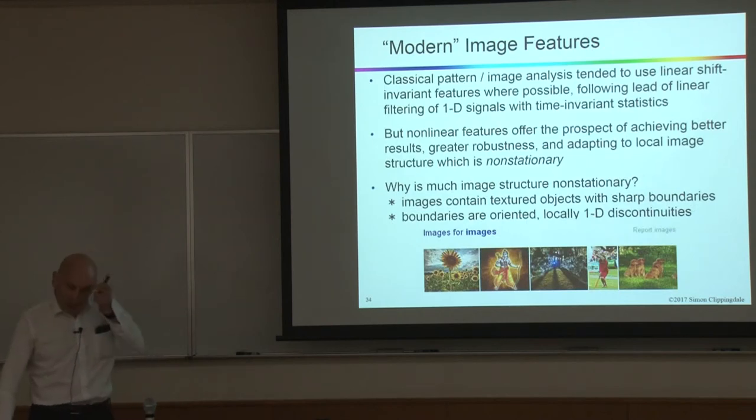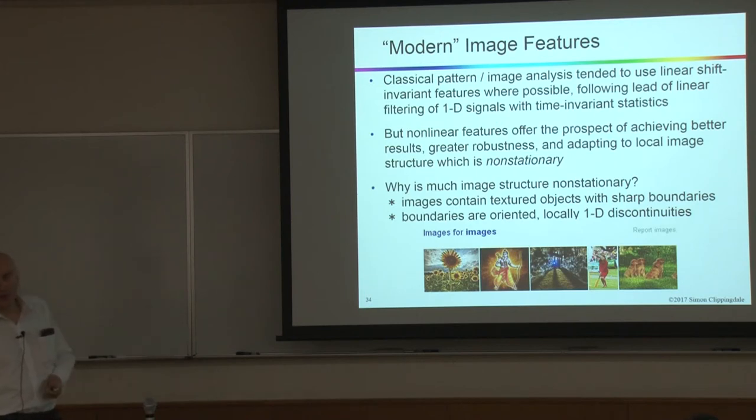Okay, a little talk about modern image features. Classical analysis has tended to use so-called linear shift invariant features. That's the convolution filters that I was talking about earlier. And this comes right back from the early days of electronics, where filters were generally linear, made of actual physical hardware components, and one-dimensional signals like audio waveforms were assumed to have time-invariant statistics. And feature extraction in images has been based on that for several decades.